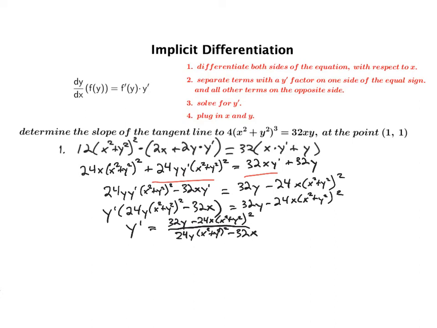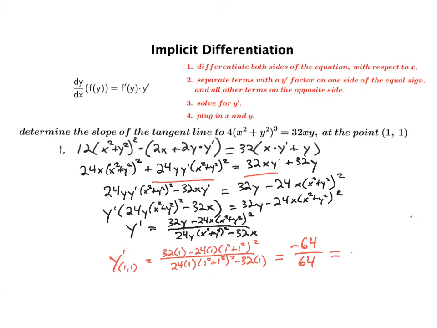and our final step here is to find y prime at the point 1, 1. So we plug 1 into x and 1 into y, and finally we can simplify that, which becomes negative 64 over 64, which is negative 1, which is the slope of our tangent line at point 1, 1.